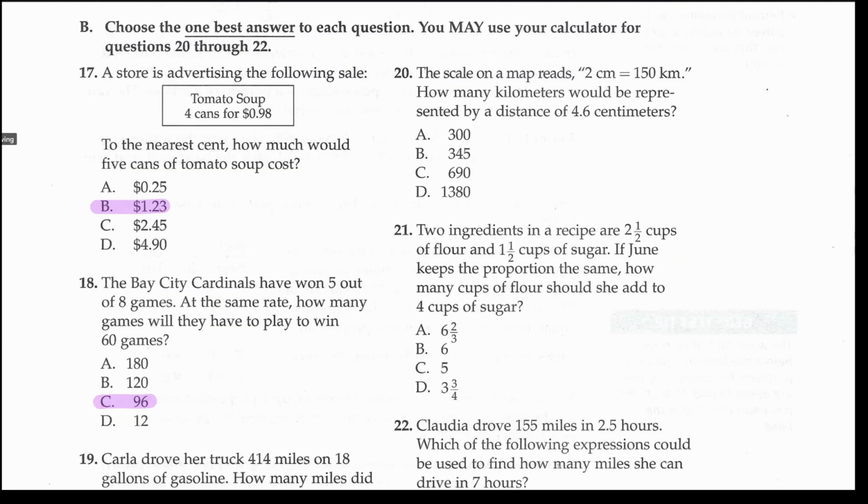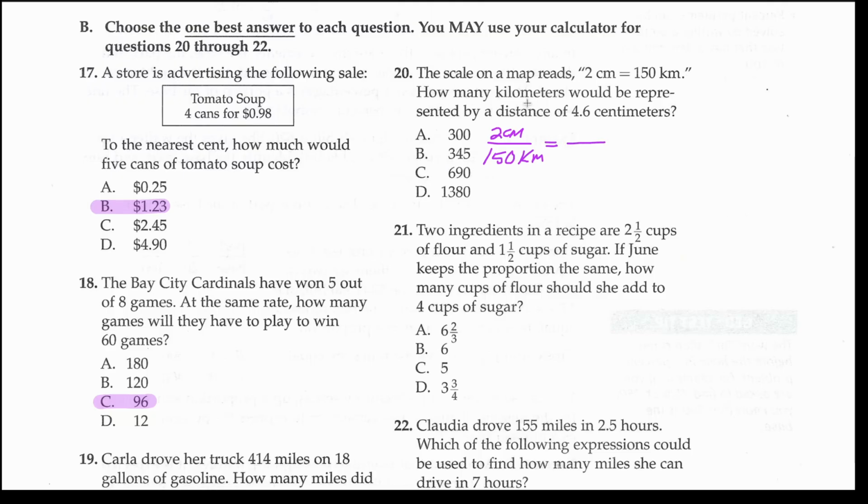For number 20, let's look at the instruction. The instruction says you may use your calculator for questions 20 through 22. Now let's look at the reading part. The scale on a map reads 2 centimeters equals 150 kilometers. So let's write that first ratio here: 2 centimeters over 150 kilometers, km. That's your first ratio.